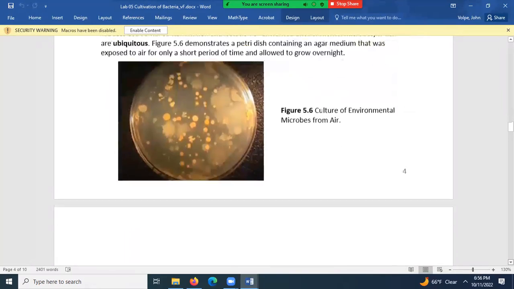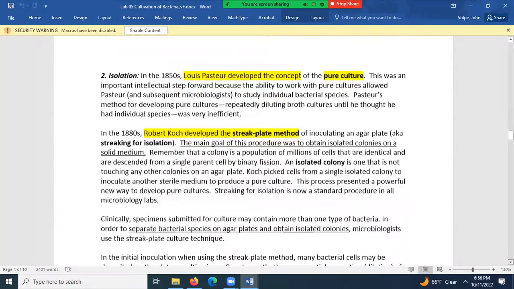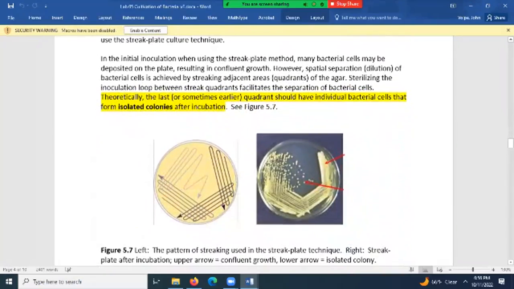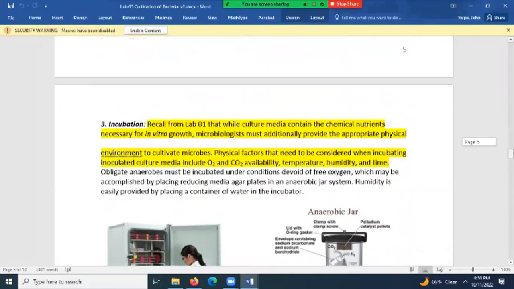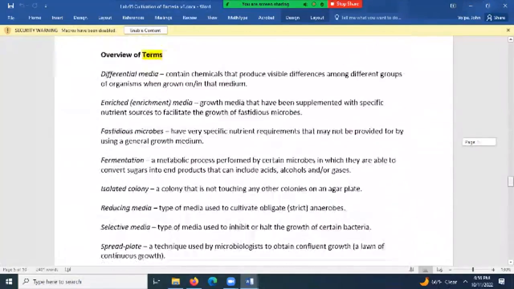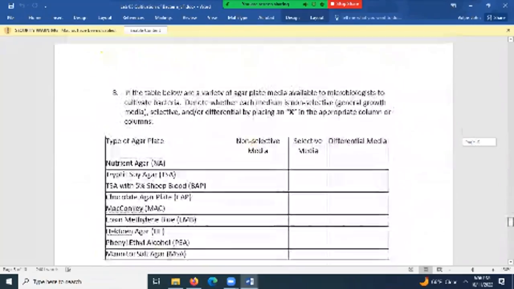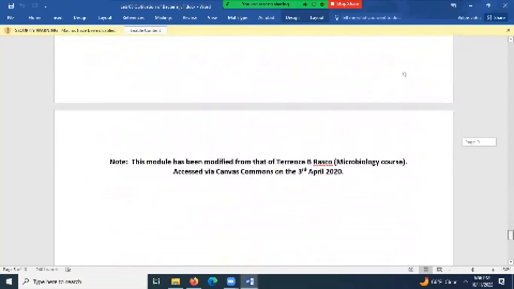I thought I had a picture of mannitol salt agar. Now, let me see if I can find it. It must be in another lab or in the worksheet because I'm not finding it.